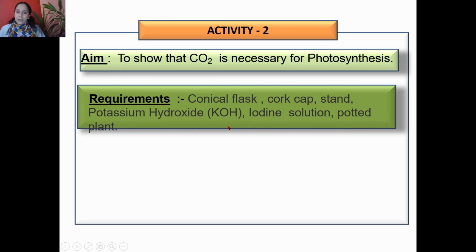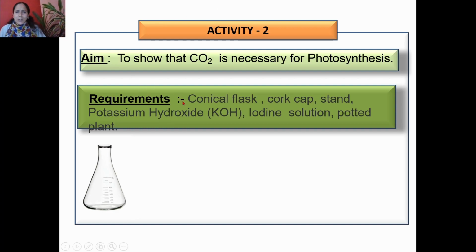There are so many gases present in the air. The majority is nitrogen, then oxygen is there, argon is there, and carbon dioxide is there, but its amount is only 0.04%. But it is only carbon dioxide that is necessary for photosynthesis. That is what we are going to demonstrate.